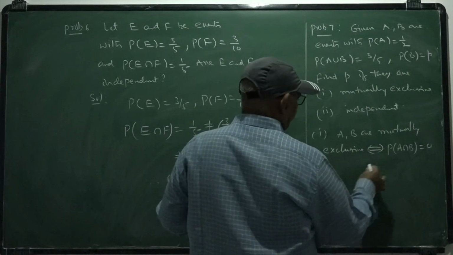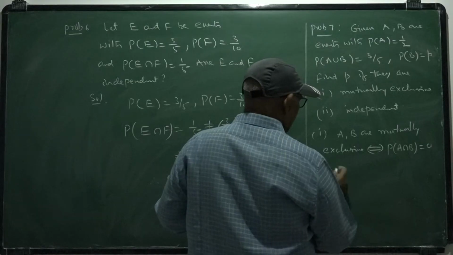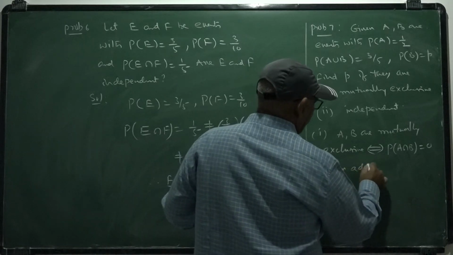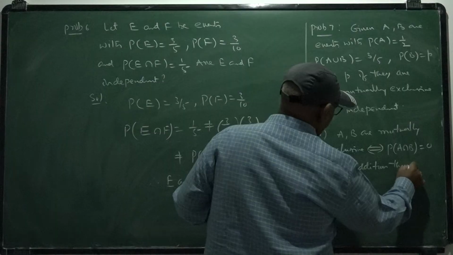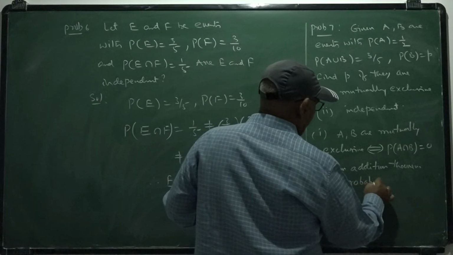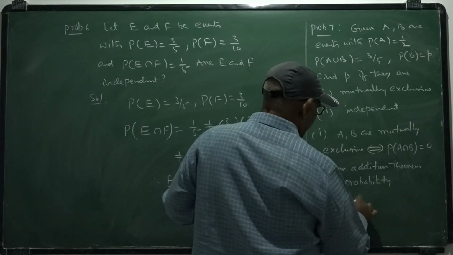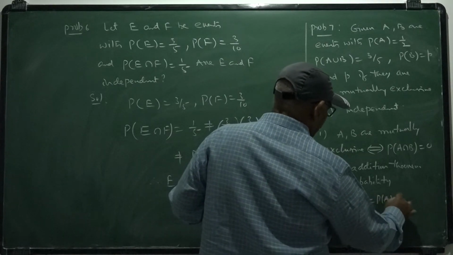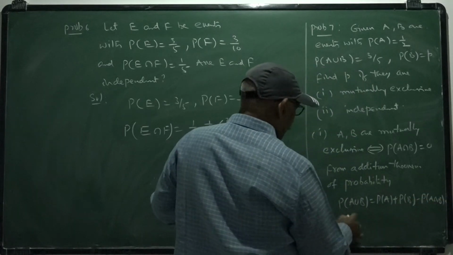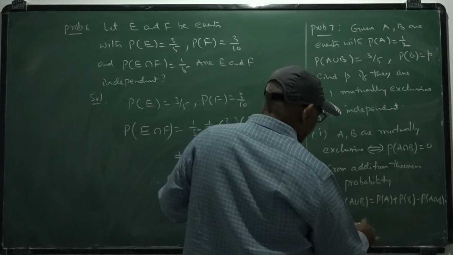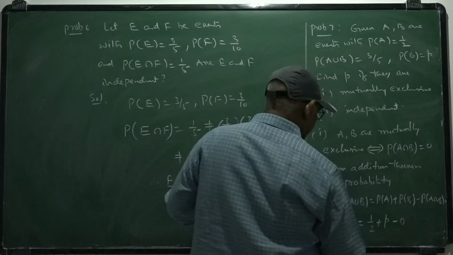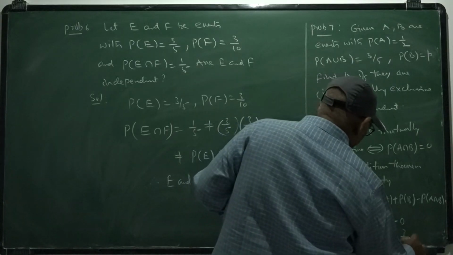To get this, from the addition theorem of probability, probability of A union B is P(A) plus P(B) minus P of A intersection B. Therefore, probability of A union B is given 3/5, P of A is given 1/2, P of B is p, minus this is 0. Hence, p takes the value 3/5 minus 1/2.